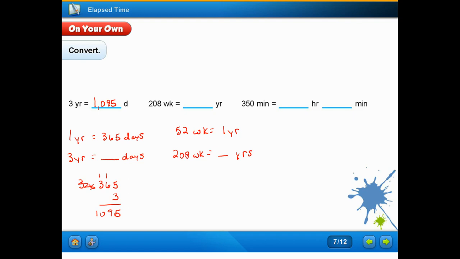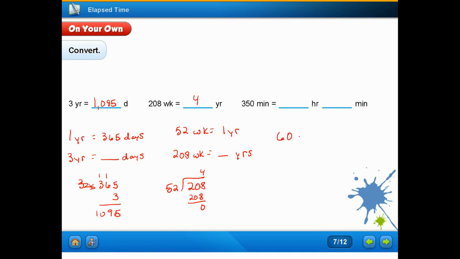So we have to divide here. 208 divided by 52. So I'm going to take 208, divide that by 52. 52 is going to go into there 4 times. That's going to be 208. I get 0. So 208 weeks is going to be 4 years. And then the last question here, and this one got a little bit more difficult for us, is this. 350 minutes equals how many hours and minutes? So first things first, I've got to figure out, am I going big to small or small to big? I'll look at my reference paper, minutes to hours. I am going small to big, which means I am dividing.